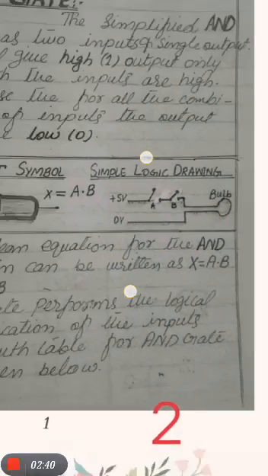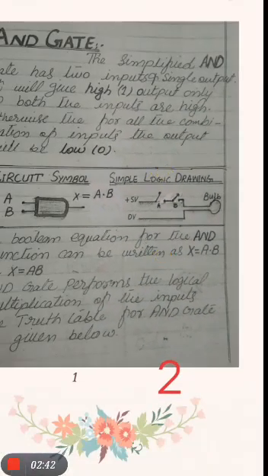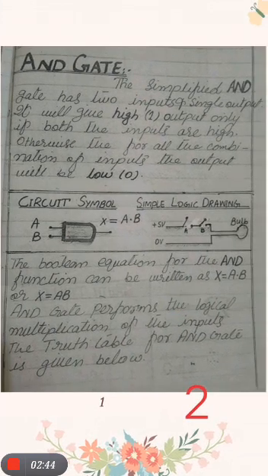So, the Boolean equation of the AND gate can be written as X is equal to A dot B, or X is equal to A into B. The AND gate performs the logical multiplication of the inputs. The truth table for the AND gate is given.